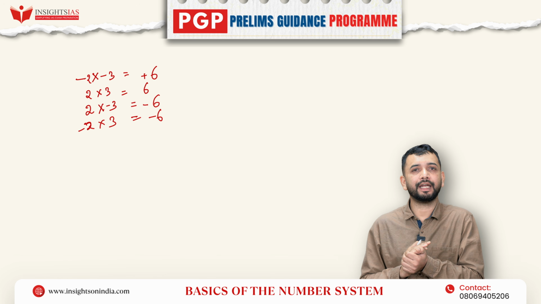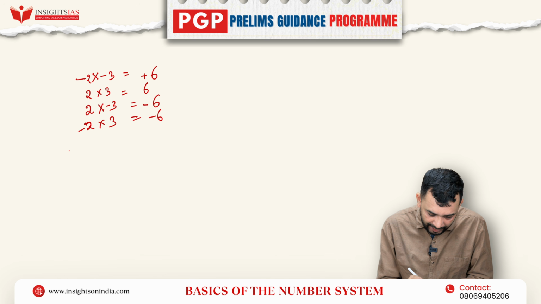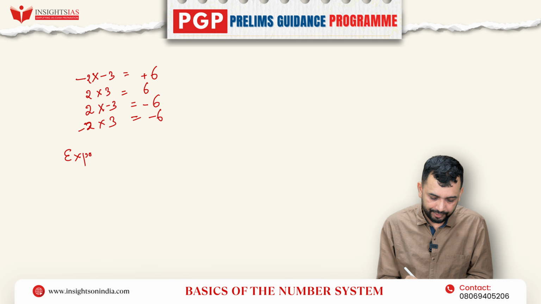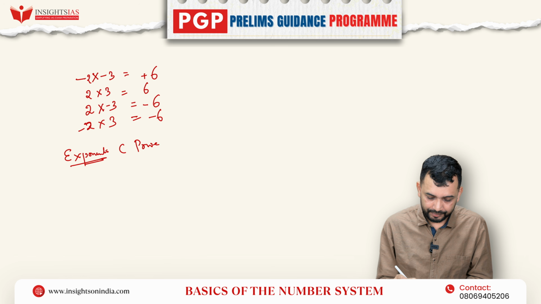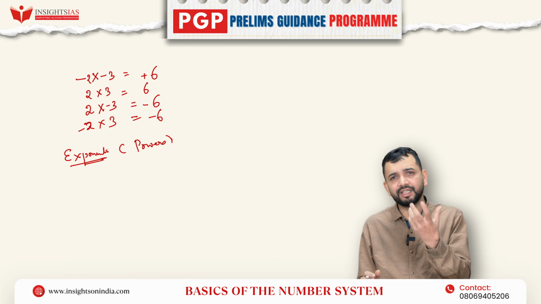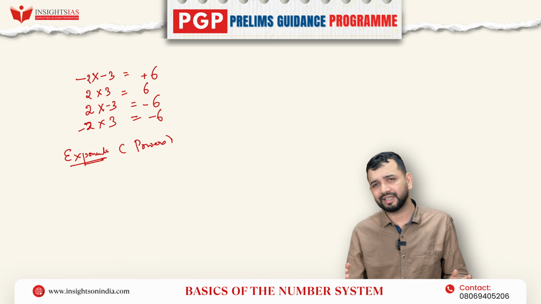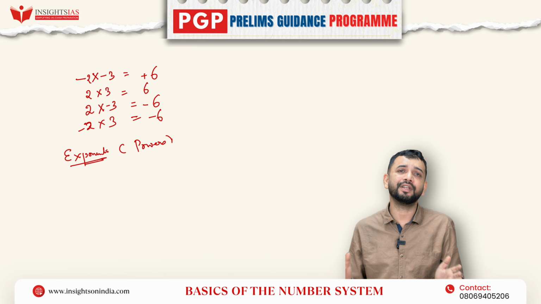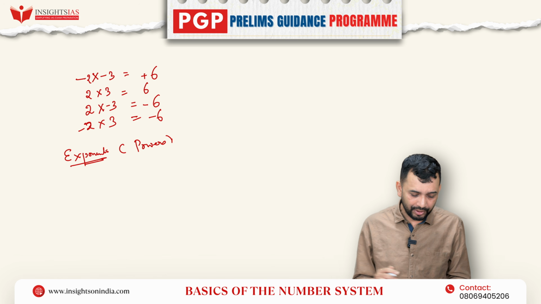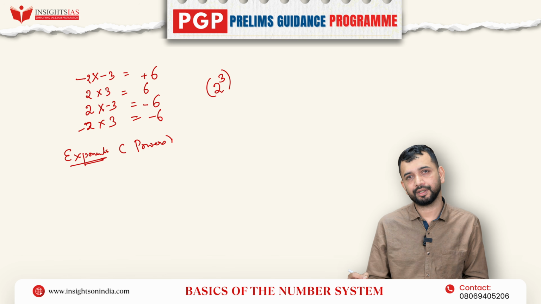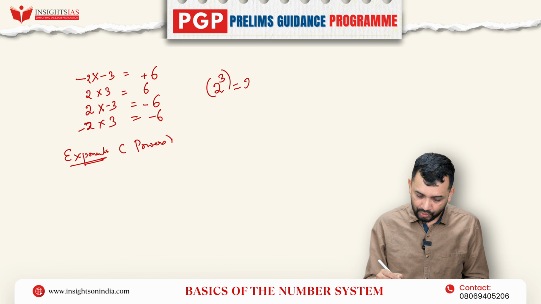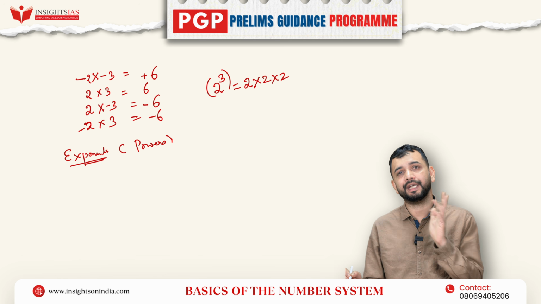So once you understand this, next we will understand exponents or powers. Right? What are powers? Again, all these powers, exponents are basically shorthand notation. Let's say what is 2 cube? What is the meaning of it? 2 cube is nothing but 2 has been multiplied with itself 3 times.